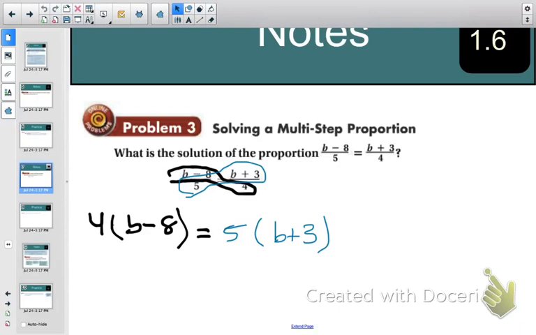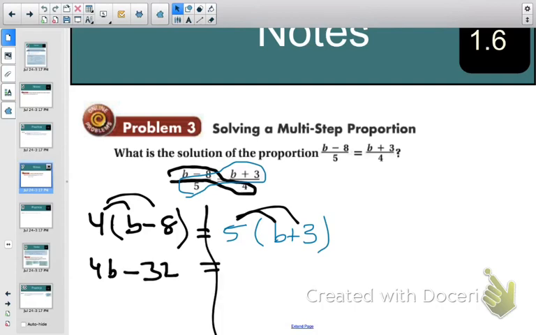Whenever you have a binomial like this, it has two terms, so you have to put it in parentheses. Now that we have this set up, we can just solve this multi-step equation. If you remember from a couple videos ago, the first step is always to distribute. So 4 times b gives us 4b, 4 times 8 gives us minus 32, still have our equal sign, 5b plus 15. Now we just go ahead and solve.